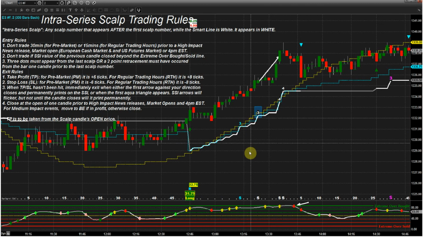For those that don't want to look for the 3 dots or measure a 2-point pullback in price prior to another scalp, don't trade these scalps, trade the primary entries. They're very profitable. Intra-series scalps can be profitable if you follow these couple simple rules.